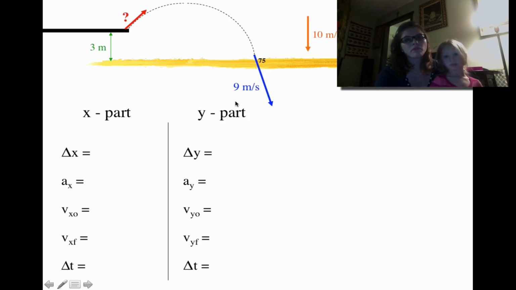Okay, so whenever we work out these projectile motion problems, we're going to write out our givens. We have the x and the y part. For the x part, we have change in x, acceleration in the x direction, vi and vf in the x direction, and then time. Same for the y.